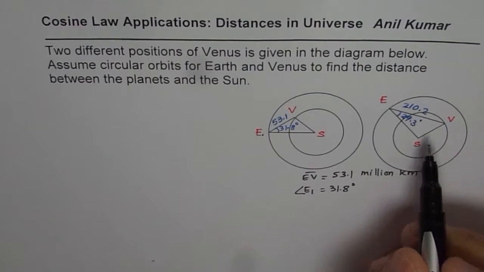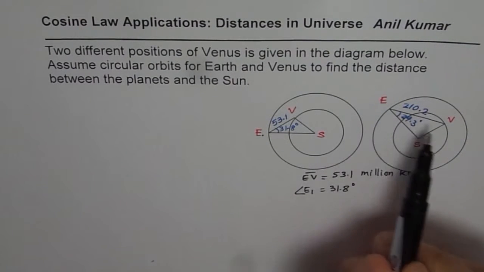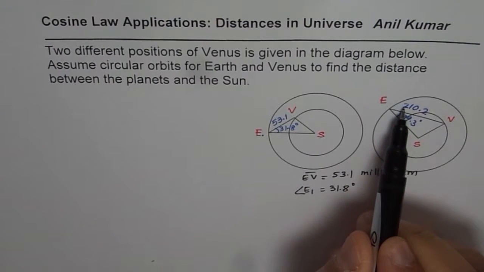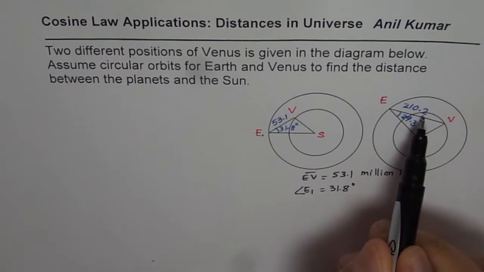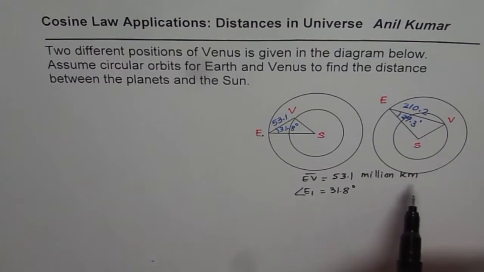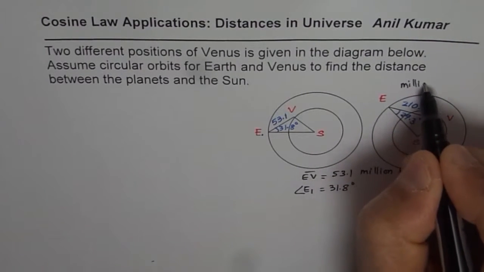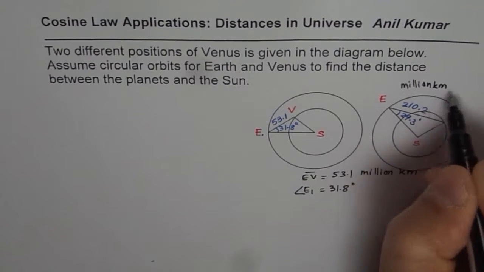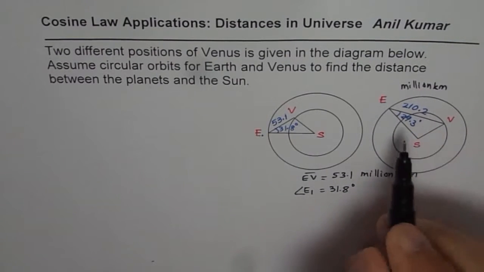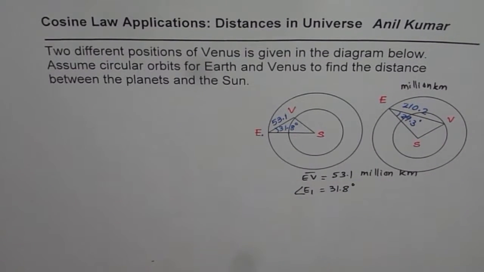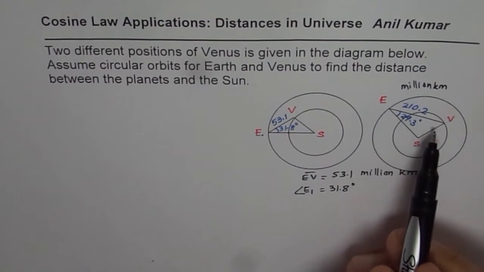In position 2, the distance from Earth to Venus is 210.2 million kilometers. So the distances are in million kilometers, and the angle measurement is 29.3 degrees. So you are given these two positions.